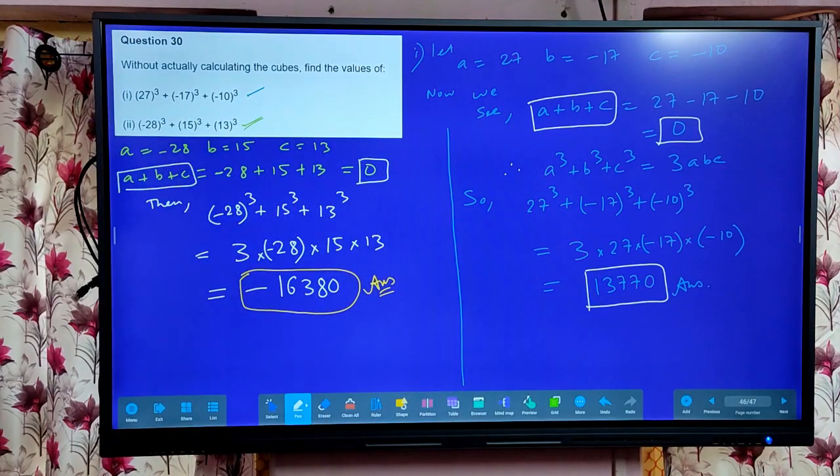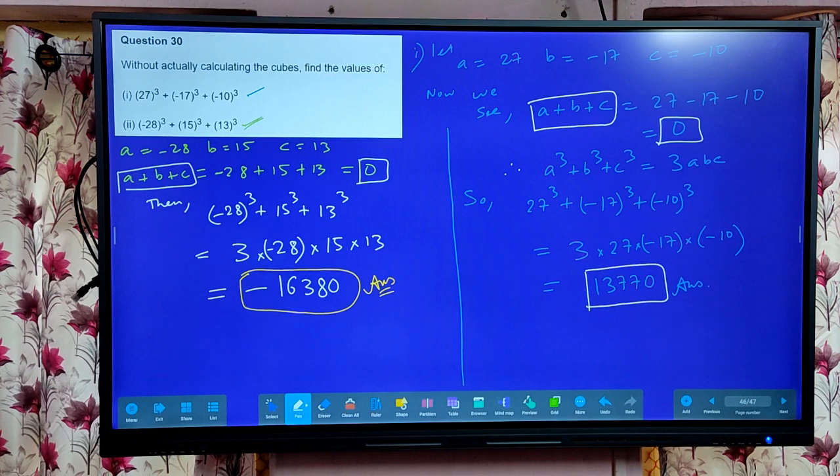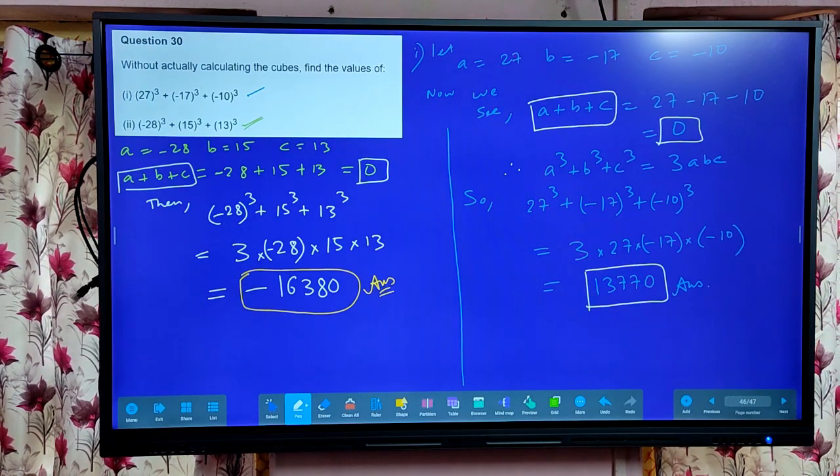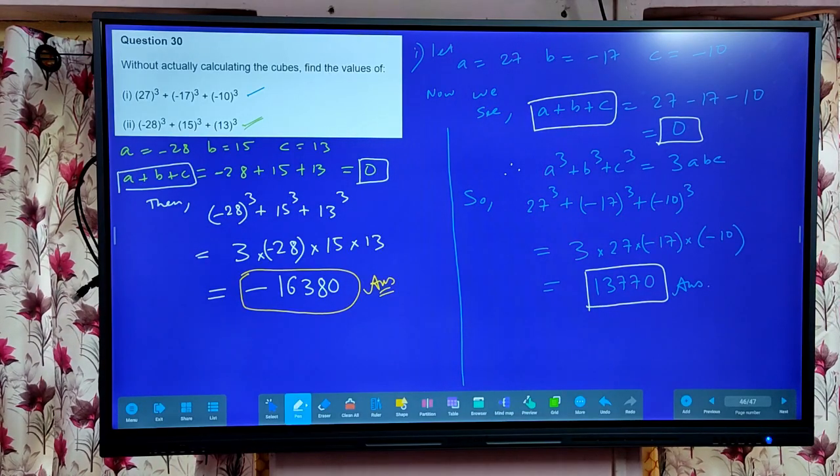Check it. Do the multiplication very carefully. Do not do silly mistakes. Very carefully do the multiplication one by one. We will be moving on to the last question. Very easy question.